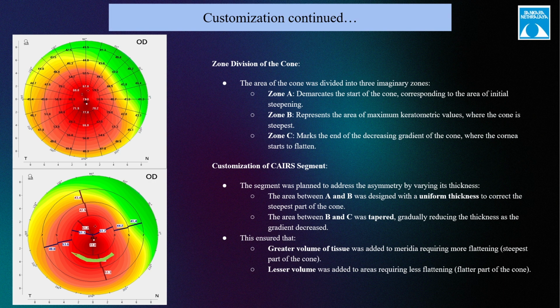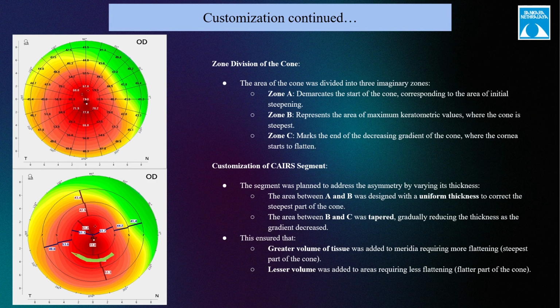Okay. So the maximum values over here are noticed to be in this area. So in this area, we divide it into 3 zones. Zone A demarcates the start of the cone, corresponding to the area of the initial steepening. Zone B represents the area of maximum keratometric values, where the cone is the steepest. And zone C marks the end of the decreasing gradient of the cone, where the cornea starts to flatten.